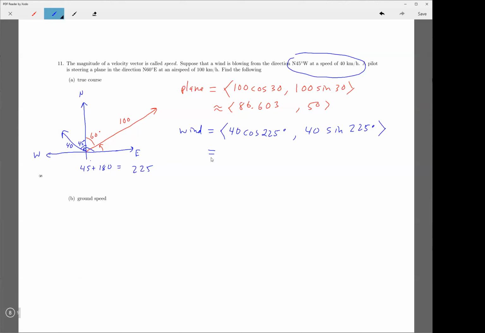Wait a minute. No, this is wrong. This is not 180, this is 90. Oops. So it should be 135. Okay, so that means this is 135. So 40 cosine of 135 and 40 sine of 135.